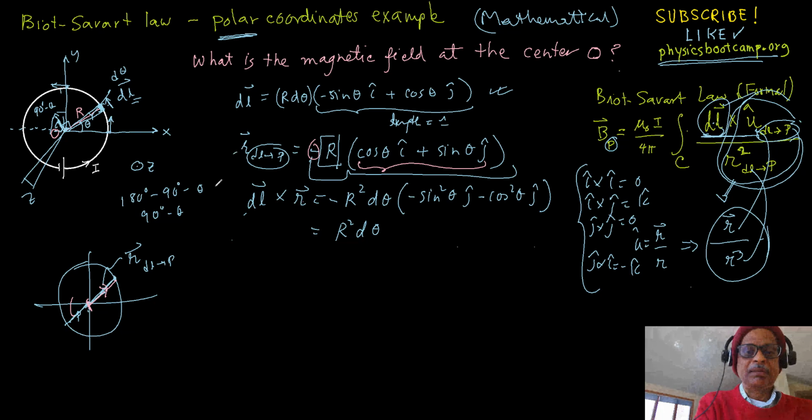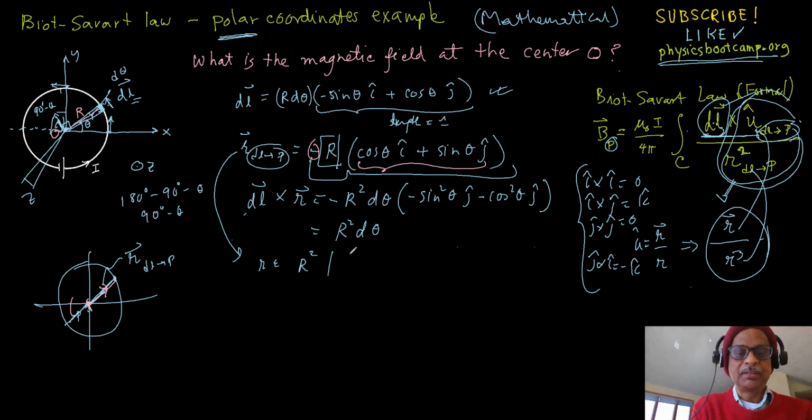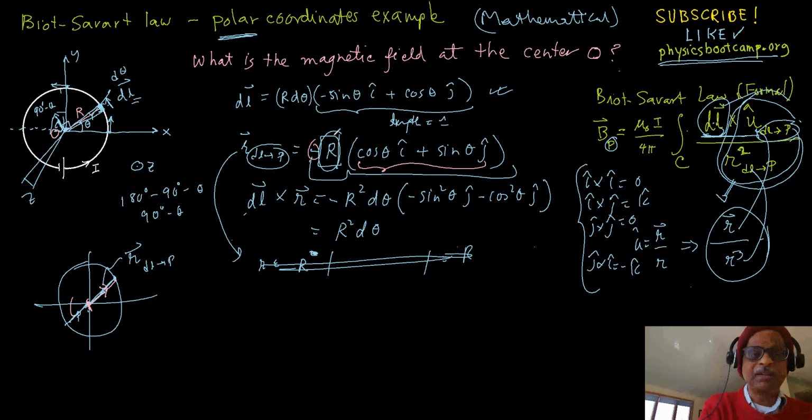Downstairs, the magnitude of that is R square times the magnitude of that, and that's just equal to R. That we already knew, that's R, so we don't need to do that. This is the magnitude, so I don't need to do that.